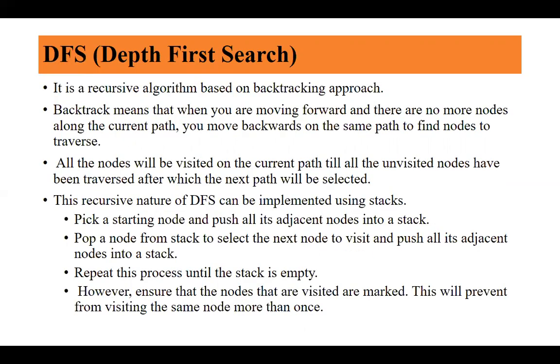Now, it's a recursive algorithm based on a backtracking approach. What is backtracking? When you're moving forward and there are no more nodes along the current path, you move backwards on the same path to find nodes to traverse on the other paths, if available. Fine. All the nodes will be visited on the current path till all the unvisited nodes have been traversed, after which the next path will be selected.